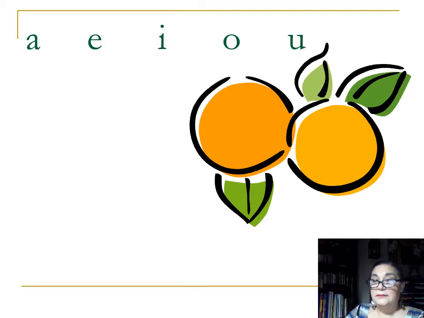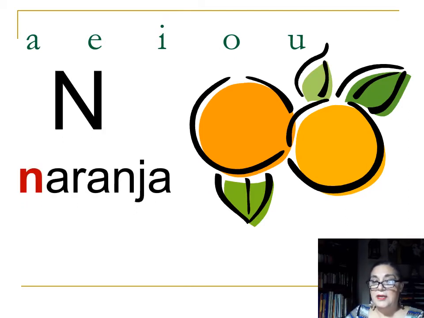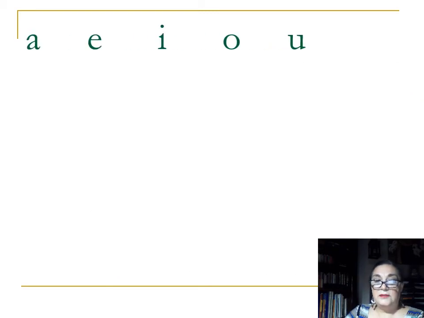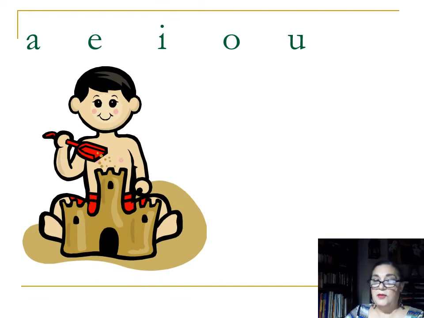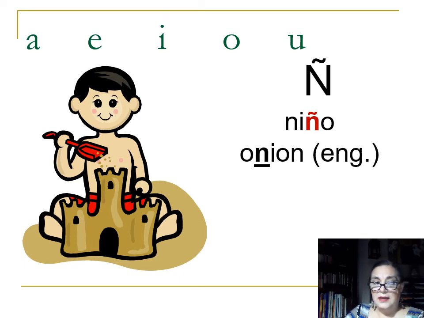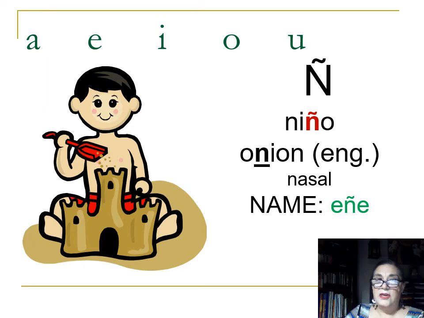Next one is N. N, like na, ne, ni, no, nu. Like naranja, orange, naranja. It's nasal, of course. Next. This last one that is nasal also is ñ. This consonant, we don't have it in the English alphabet, but you have it in sound, especially in that word where we pronounce it, onion, aña. Onion in English, but in Spanish we have that sound in the alphabet and we say ña, ñe, ñi, ño, and ñu. Remember, this is a nasal consonant.